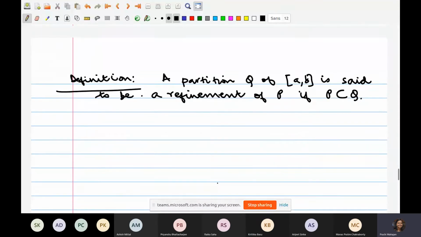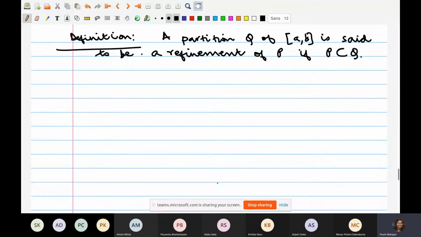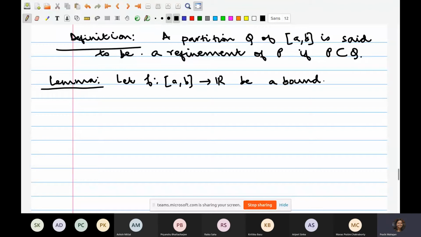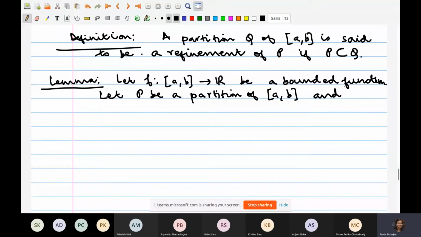So what is the observation that we made upstairs? Let me write it down clearly in the language of refinements. Let f be a bounded function, and let P be a partition of the interval [a,b] and Q be a refinement of the partition P.